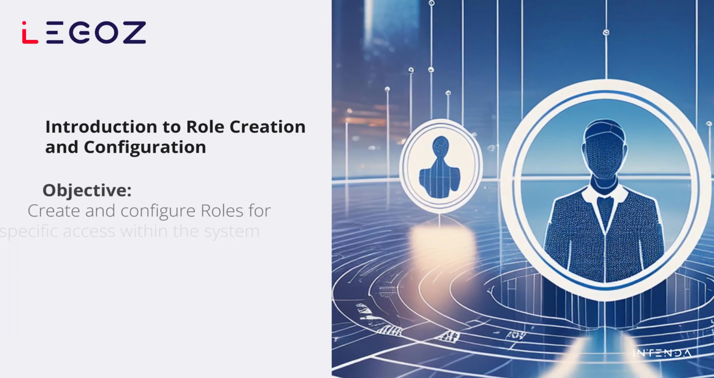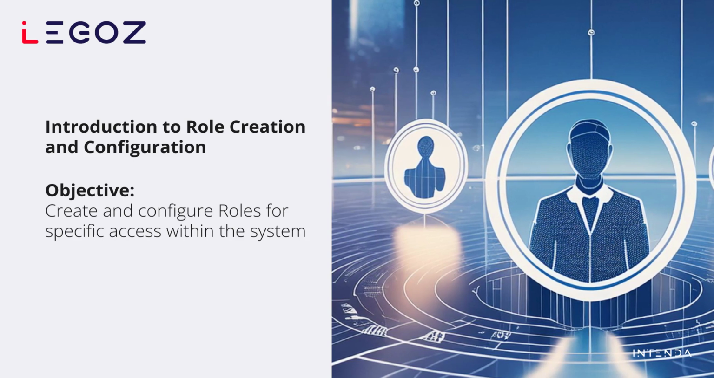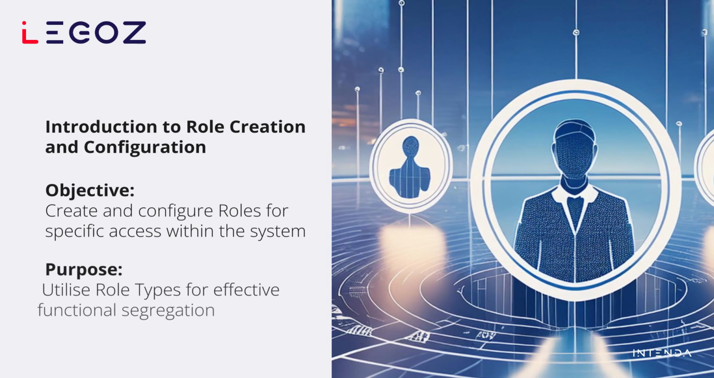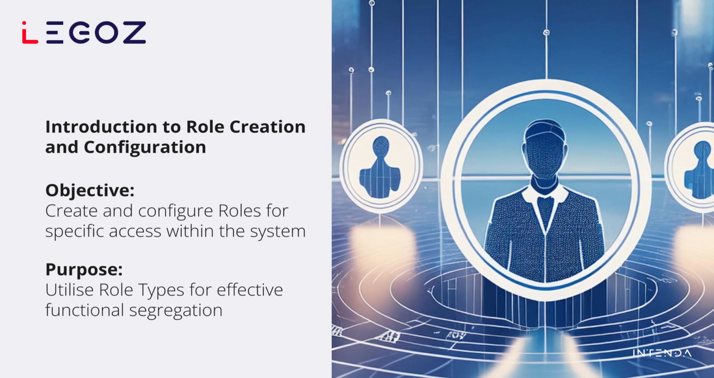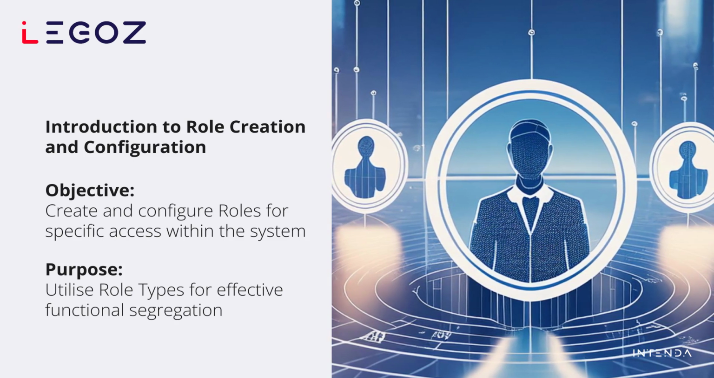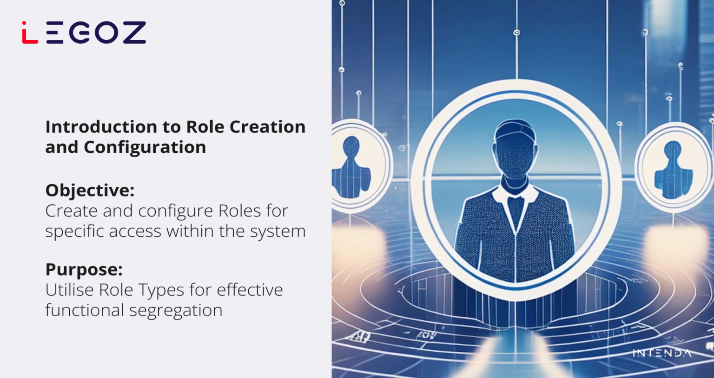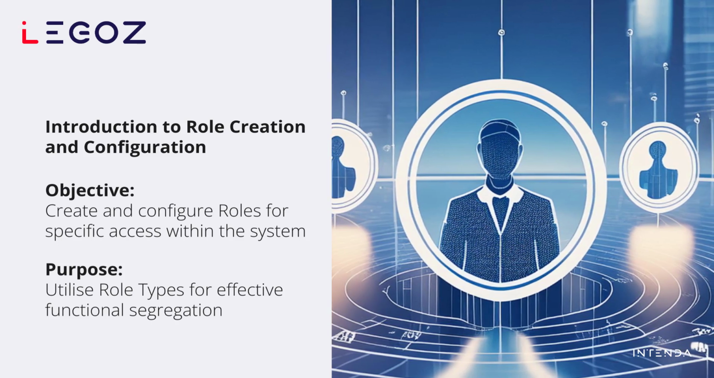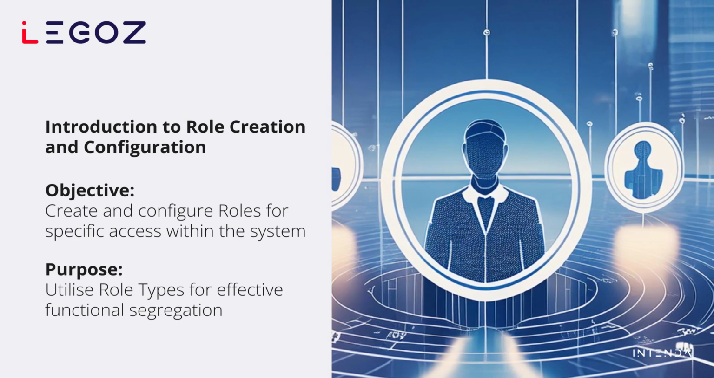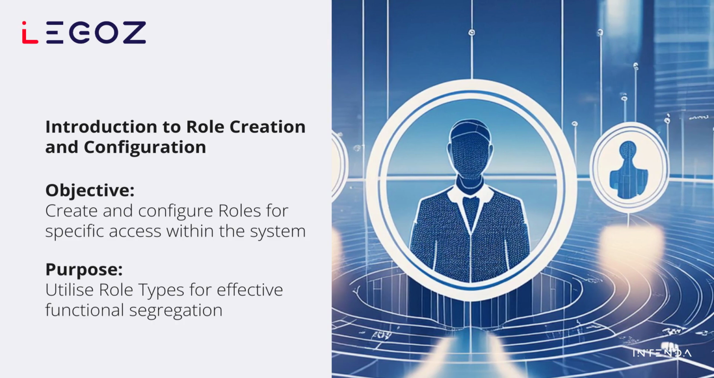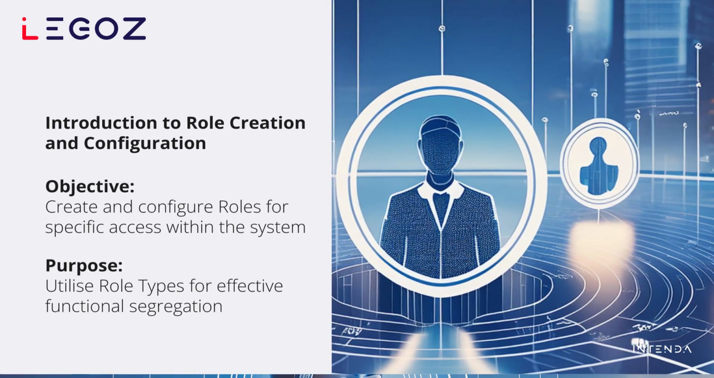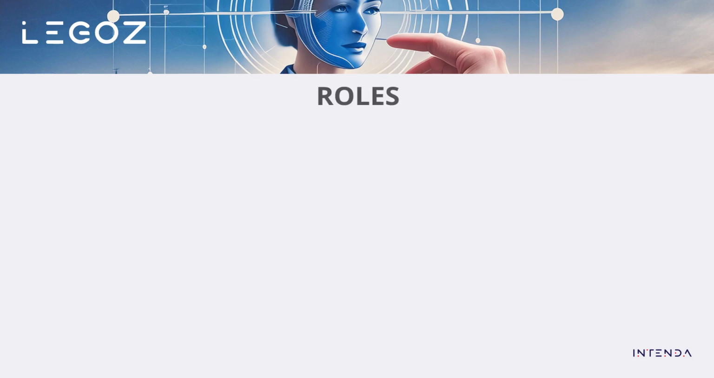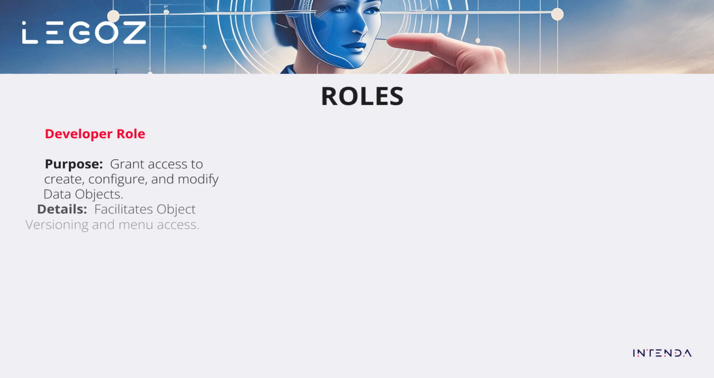In the following section, we'll create and configure roles that grant specific access to functionality within the system. Legoz makes use of role types to manage functional segregation, ensuring quality assurance and facilitating object versioning during the development and exposure of data objects to users for consumption. For detailed information on the functionality associated with each role type, refer to the role type definitions in the General Concepts training module. We'll create the following roles to facilitate object versioning and menu access.